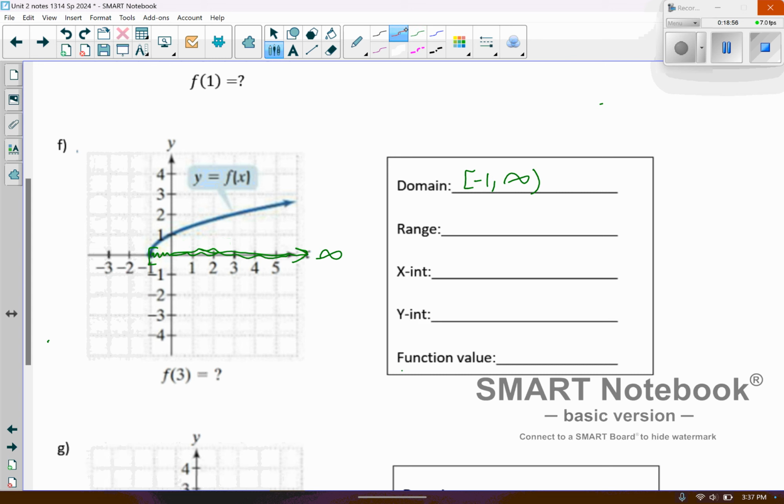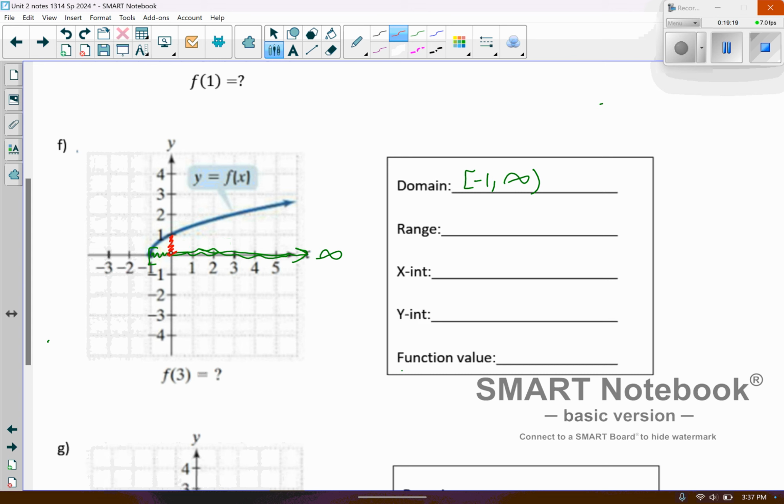Then for my range, I'm actually going to start here at 0, so be careful. It starts at 0, not negative 1. Sometimes students get a little thrown off because they see the negative 1, but that's referring to the x value. So the y value here is at negative 1. Then it goes to, I'm sorry, the y value is at 0. I just said exactly what I didn't want you to do.